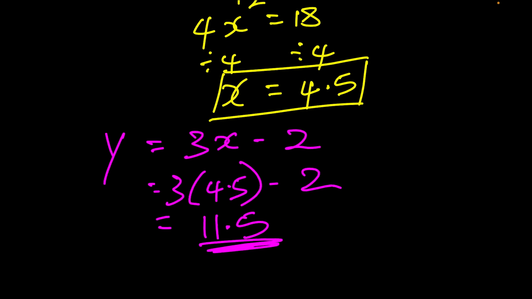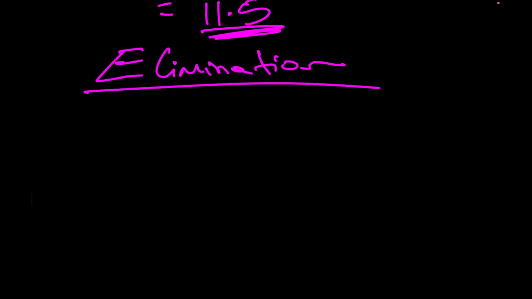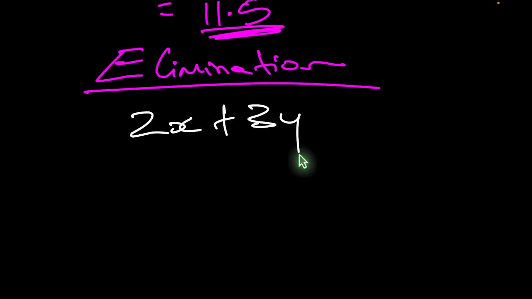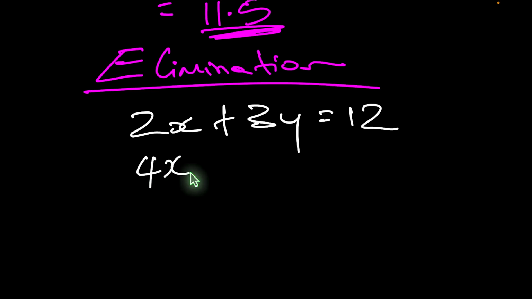So let's look at another method to solve simultaneous equations, and this method is known as the elimination method. Remember, we have several methods. These are just a few. We have using matrices, but don't worry about that. We're just focusing on what's in front of us now. So let's say we have these two equations, and what we're going to do is apply the elimination method.